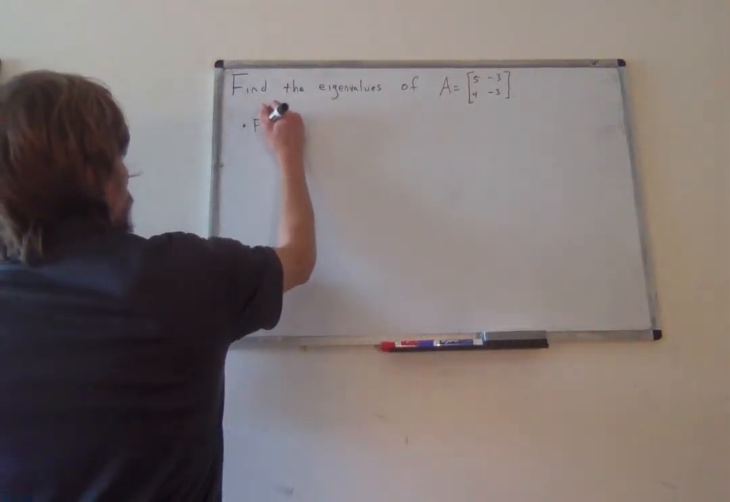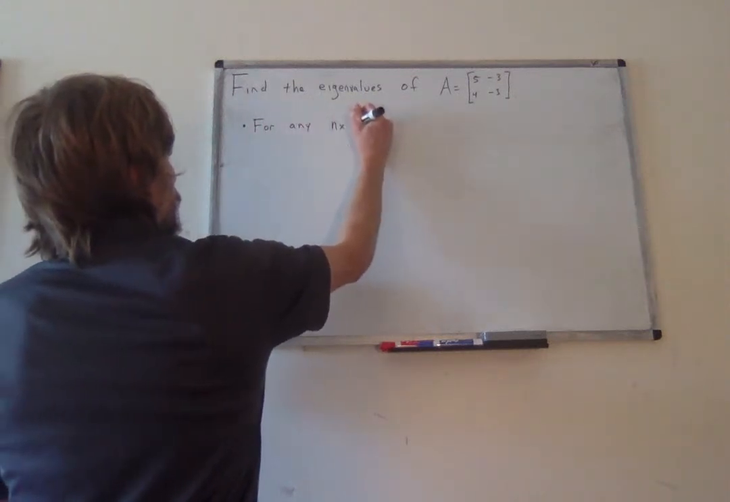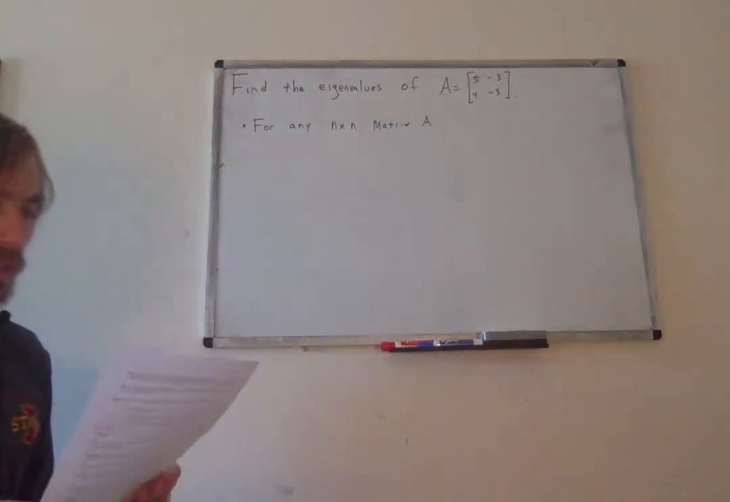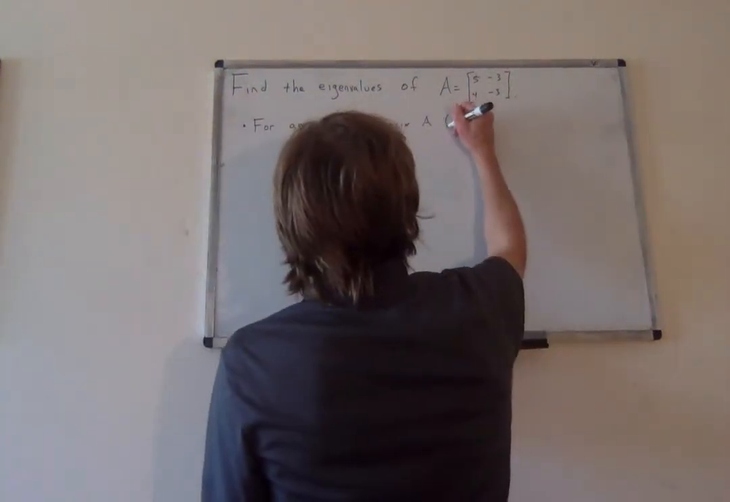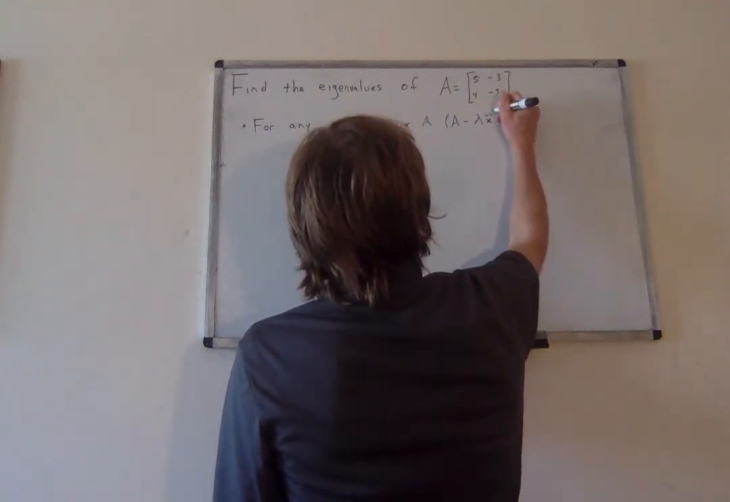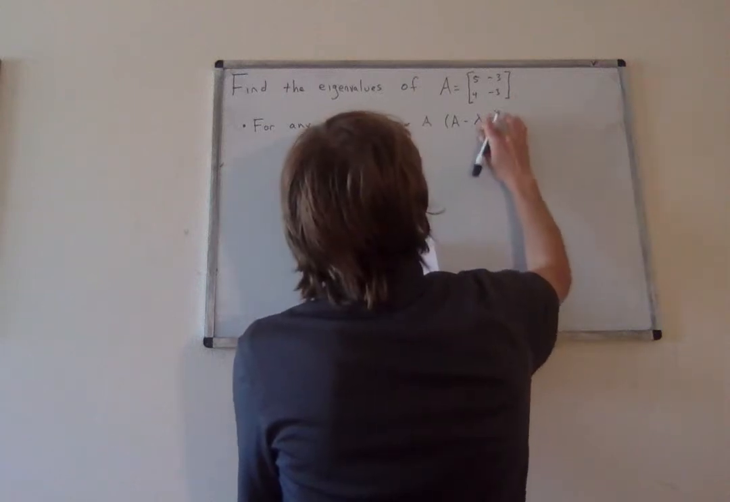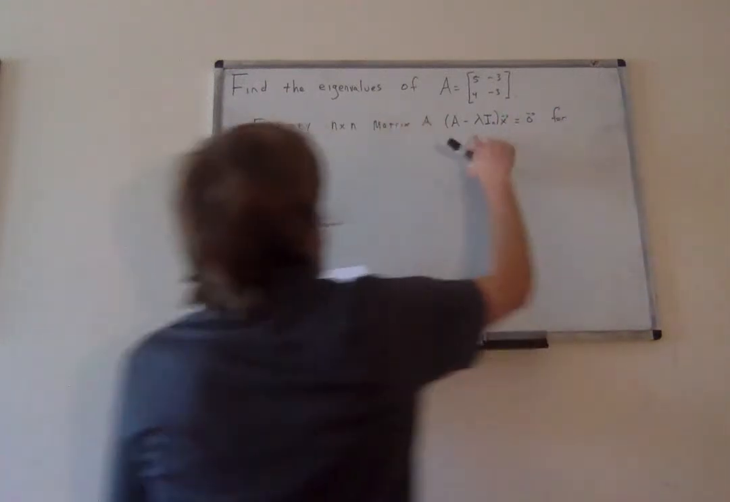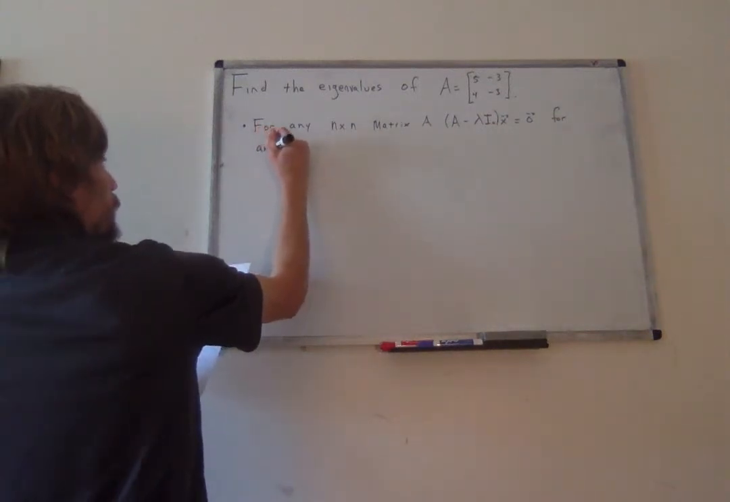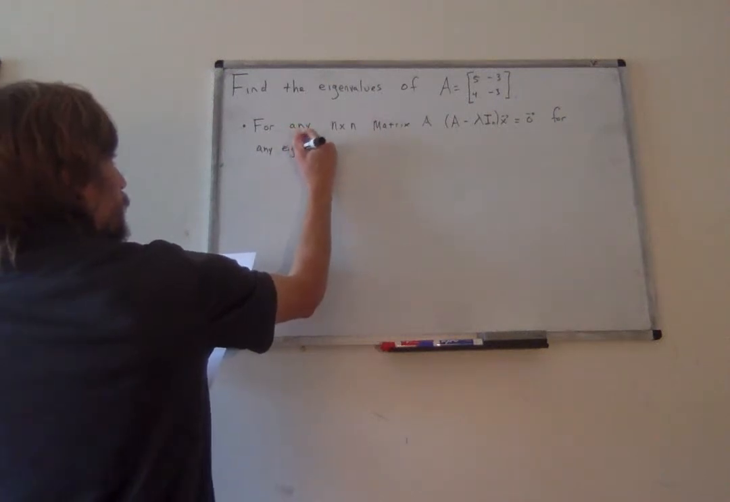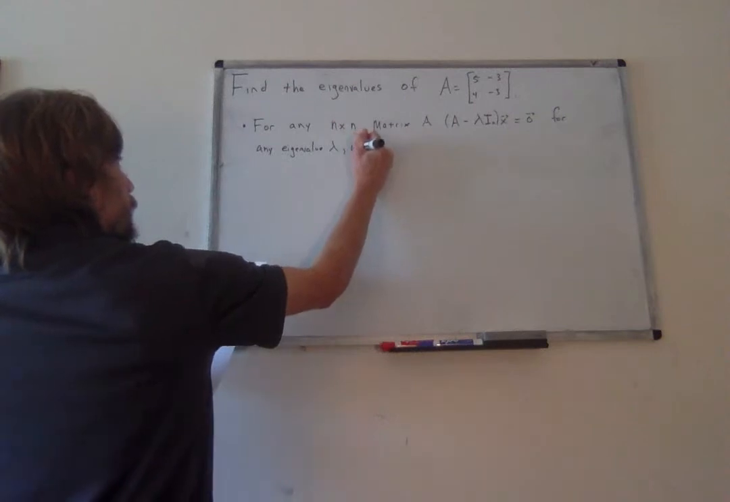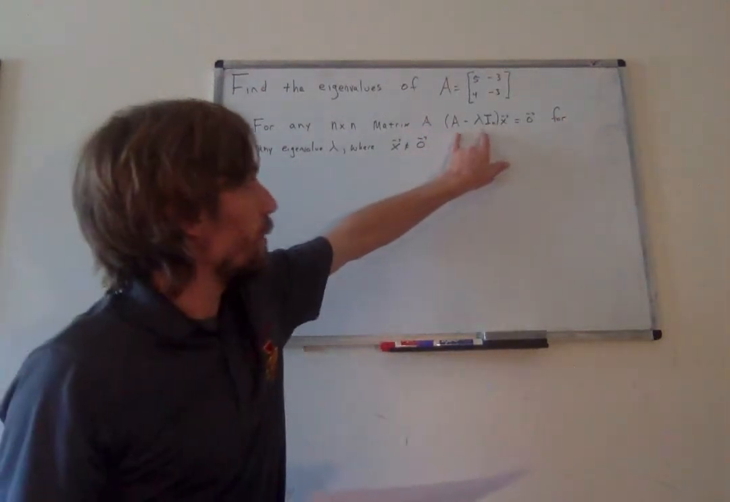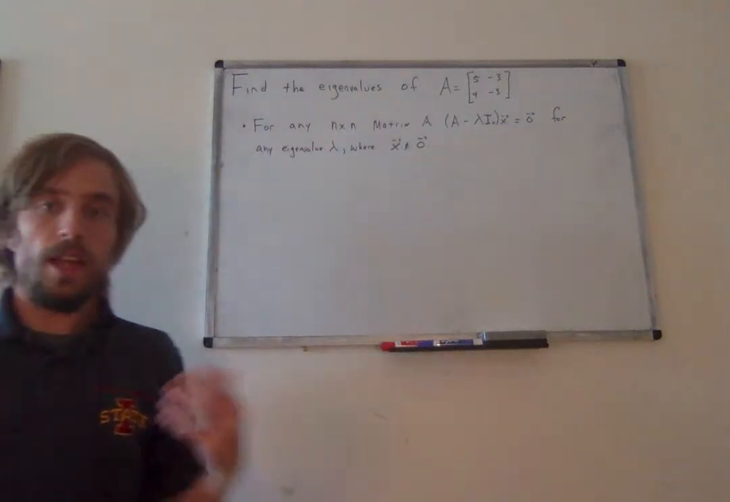So, for any n by n matrix, and this isn't just for this example. I'm going to certainly work through this example. Remember, we know that the eigenvalues must have the property that this matrix is non-invertible. A minus lambda I times x equals 0, where x here isn't equal to the 0 vector, right? So again, if lambda is an eigenvalue, then this homogeneous equation has a non-trivial solution.